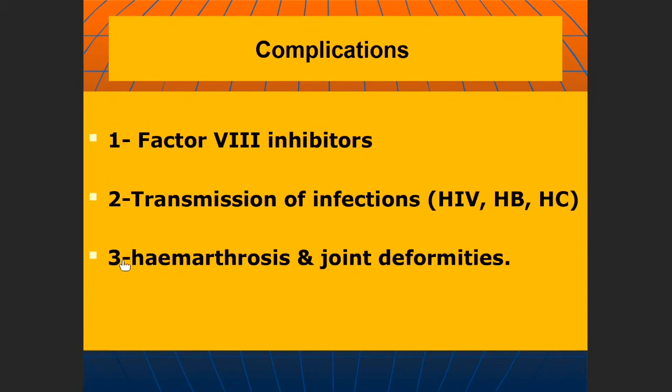The third complication is bleeding into joints, hemarthrosis, resulting in joint deformities. Why can bleeding in a joint cause joint deformities? Because the blood which is present in the joint is removed by organization. Removal by organization means fibrous tissue formation, and fibrous tissue formation means joint deformities.